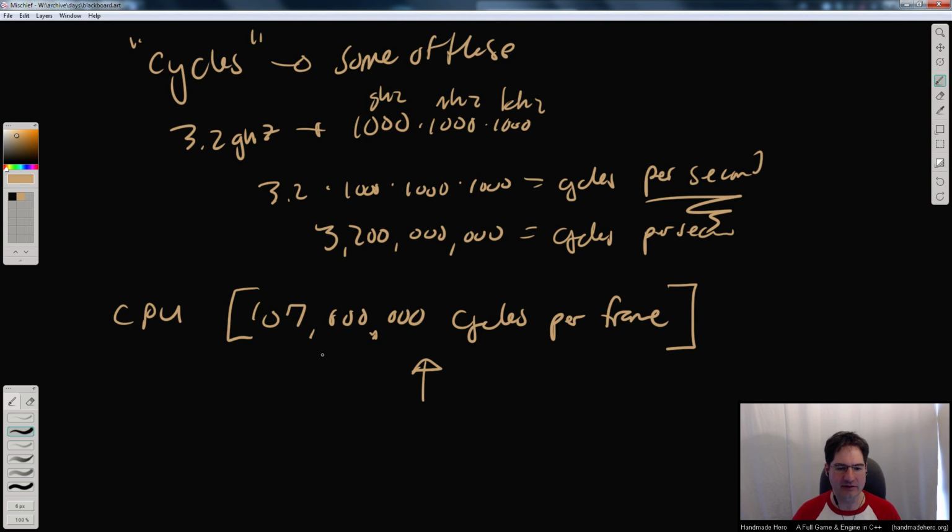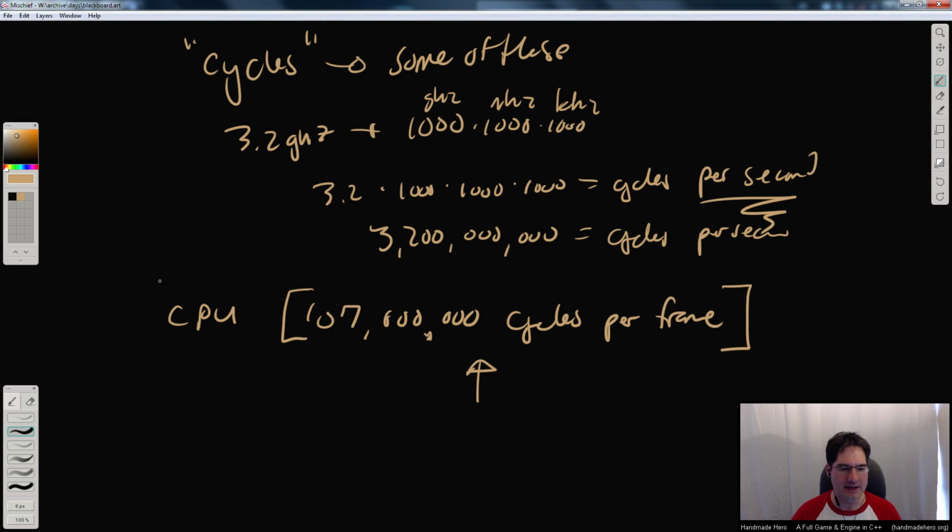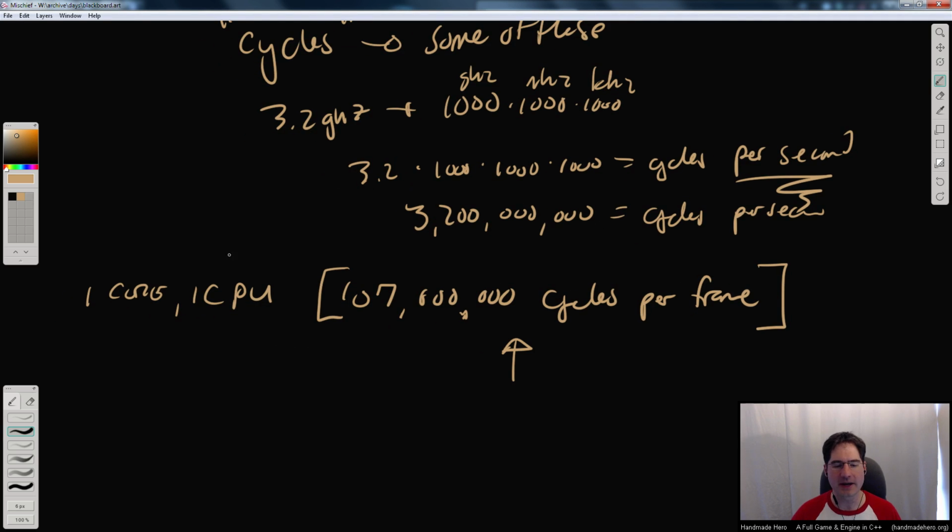Now, this is of course not the entirety of the picture, because this is essentially one core on one CPU. In a machine, there may be multiple processors, there may be multiple CPU cores, that sort of thing.